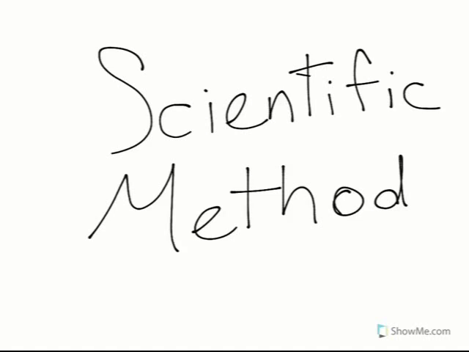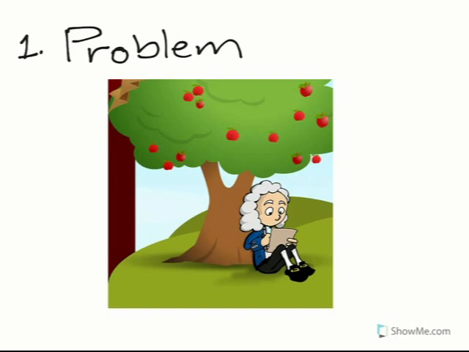Well, welcome to this tutorial about the scientific method and the steps needed to carry it out. The first step in the scientific method is to define a problem based on observations.